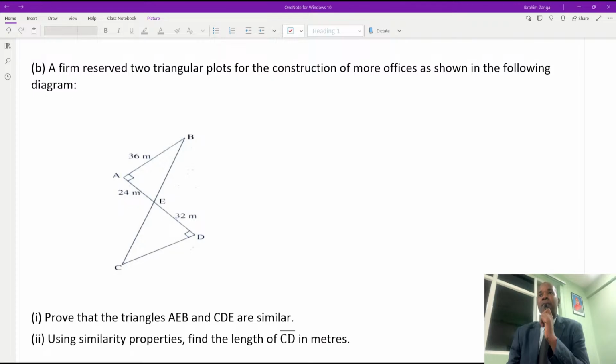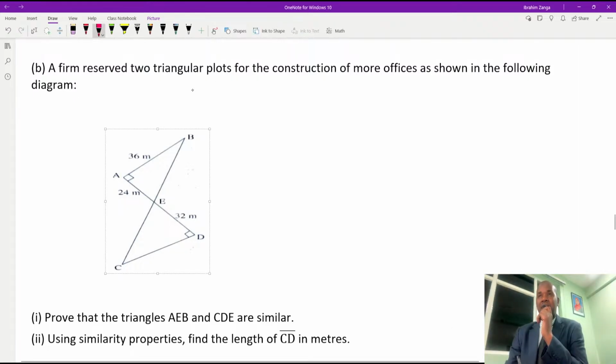Tumeambiwa kwamba a plot is reserved for a triangular plot for the construction of more offices as shown in the following diagram. So we have two triangles and we are supposed to prove that the triangles ABE and CDE are similar. And we are going to use similarity properties to find the length of side CD in meters. So we're going to use similarity theorems to prove that the two given triangles are similar. And we're going to start the proof as follows.